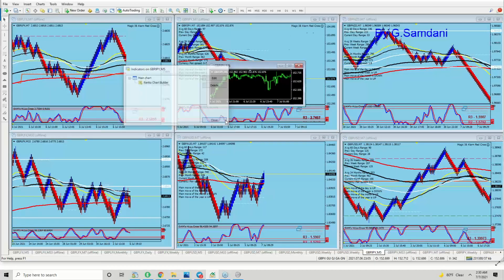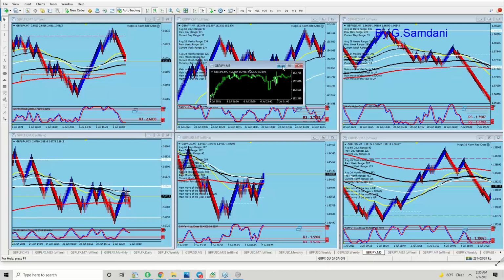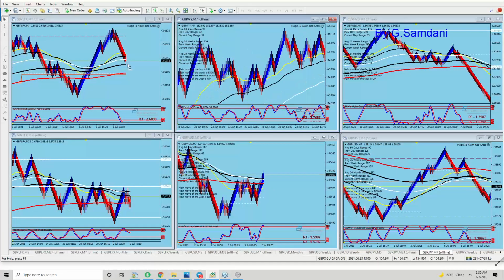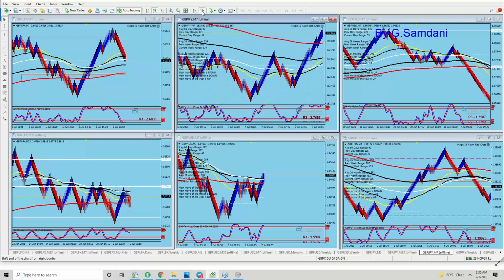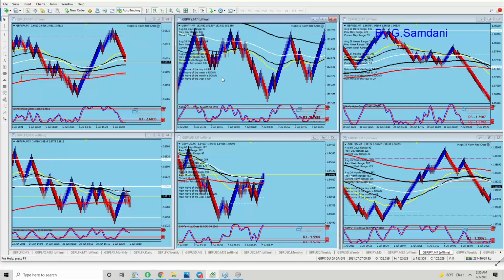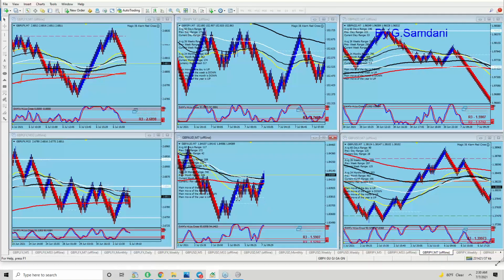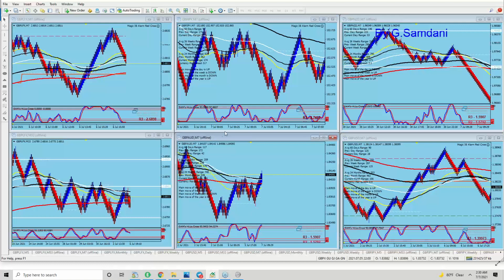Now it becomes a 7-minute chart. That's why I was saying why it is different. Okay, same chart. So now I'll be watching this for the setup, right? When the news comes out, I will watch this.